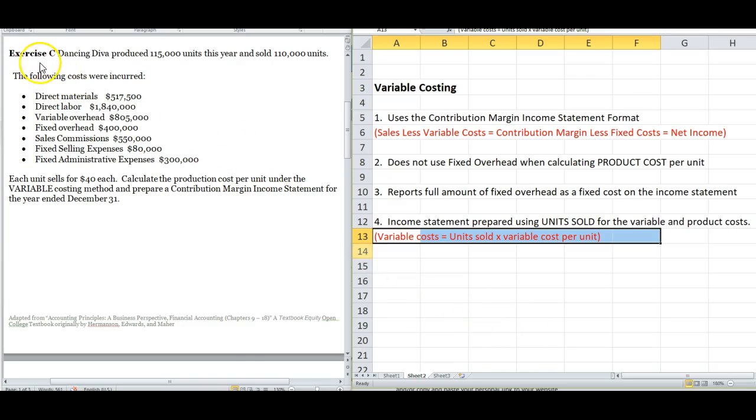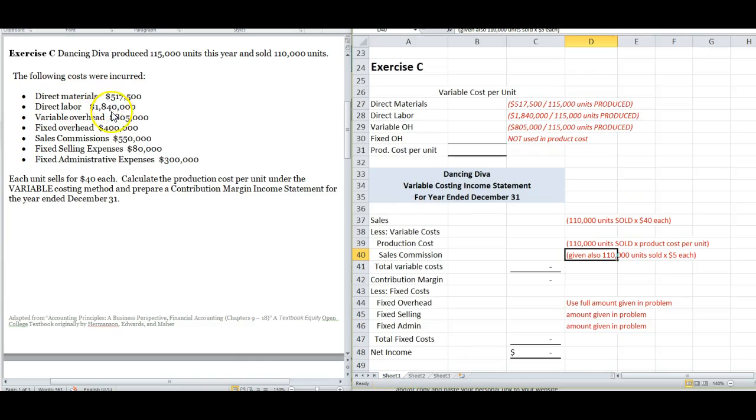We're going to look at exercise C from our textbook, which is the Dancing Diva. They produced 115,000 units this year and sold 110,000. They've given us the total amount of the costs, and we have to calculate cost per unit under variable costing and prepare a contribution margin income statement.